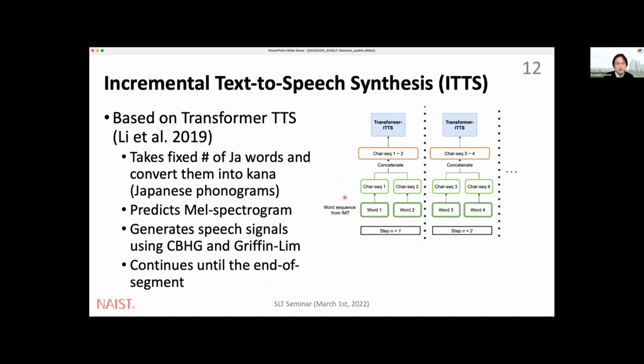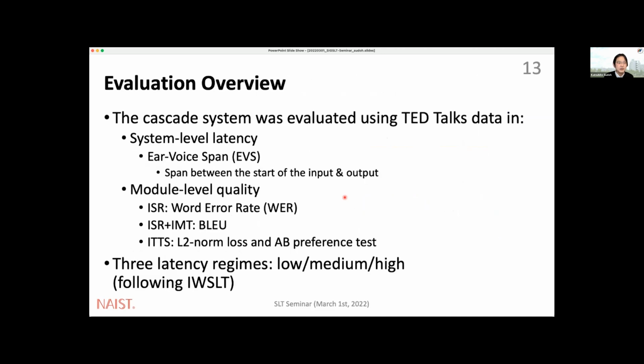The third module is the incremental text-to-speech synthesis. This is also based on the transformer TTS, and we extend it to an incremental implementation. So it takes a fixed number of Japanese words and converts them into kana. The kana is a Japanese phonogram required to generate Japanese speech. So it predicts a mel spectrogram and generates the speech signals with PWG and the Griffin-Lim, and the process continues until the end of the segment, step by step. Okay, so we evaluated this cascade system.